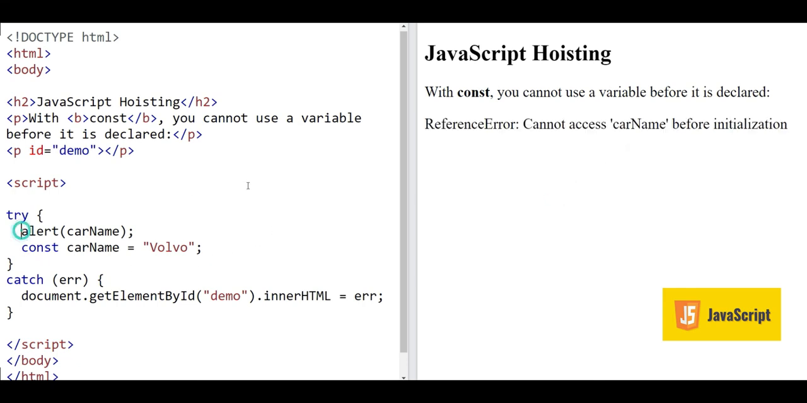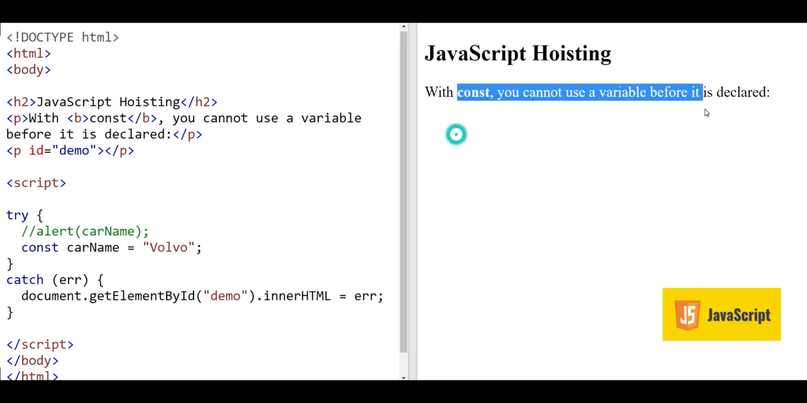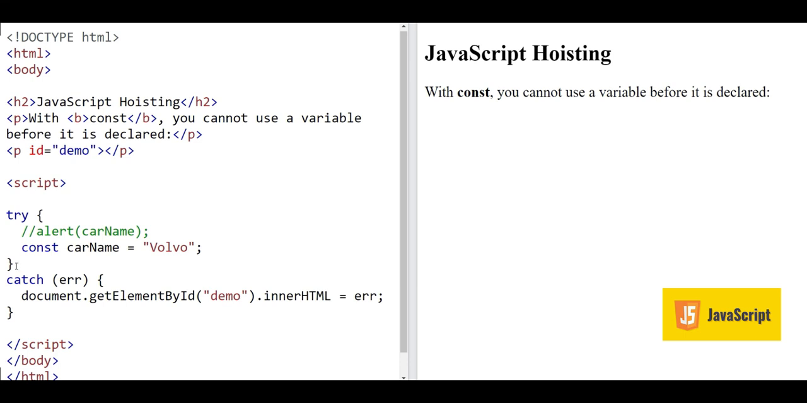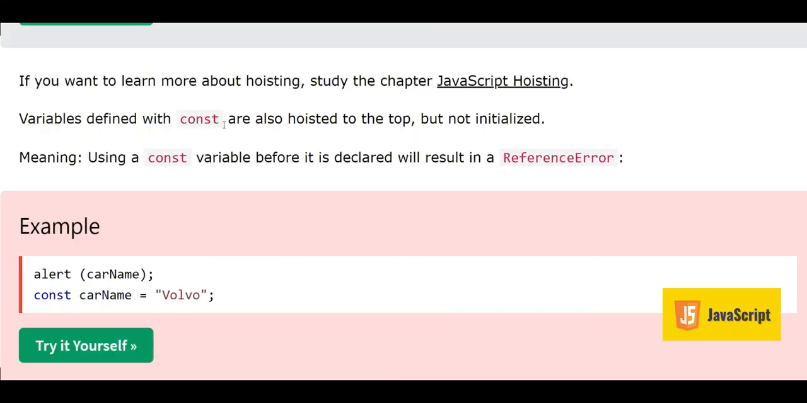If I remove this alert, I am not using carName now, and I just run the code again. See on the right side, the error is gone. And if I bring it back, remove the comment and run the code again, see, the error comes back.